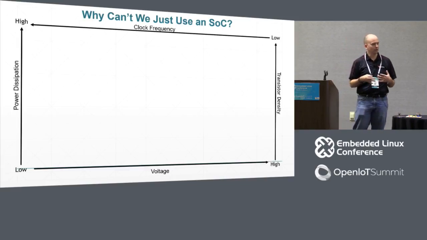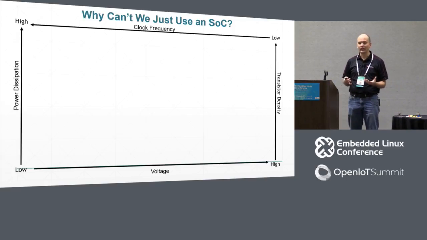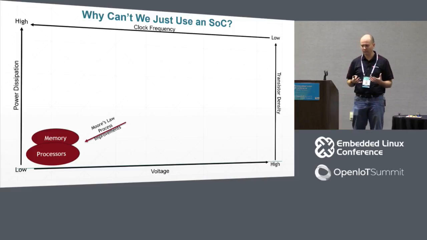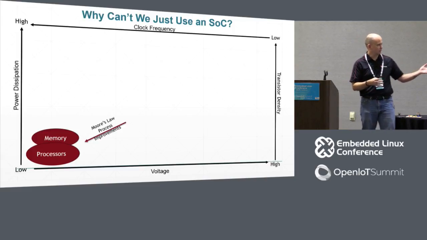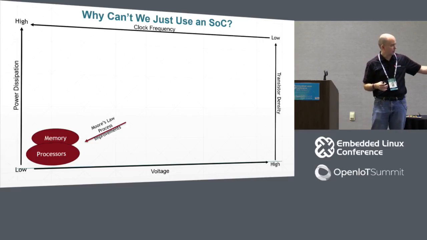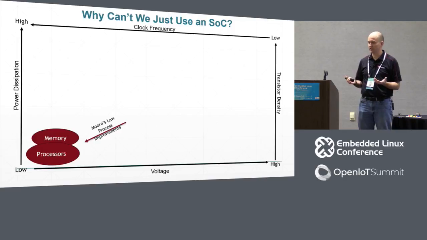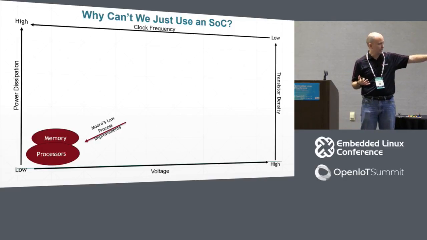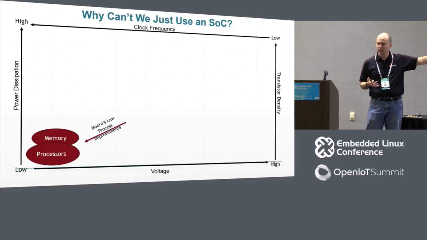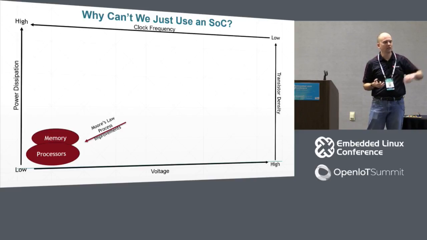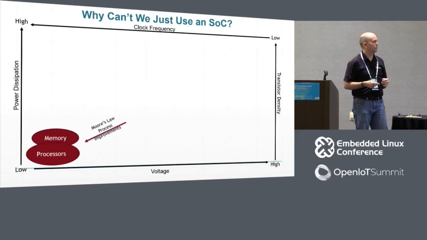Well, primarily, we are a victim of our own success, in that Moore's law has driven us into a lot of different ways. So for processors and memory, Moore's law has driven us into a very low voltage, low power dissipation vector from a process point of view. So in a silicon process, we've looked at optimizing our processes so much, and so we can do great things from a memory and a processor point of view.